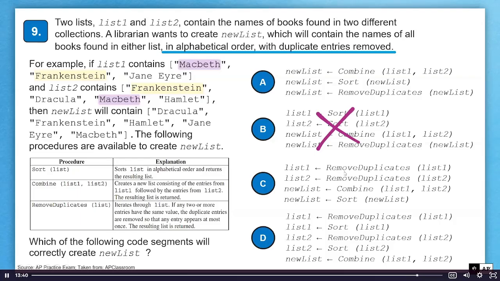C, if I remove duplicates from 1 and remove duplicates from 2, that's fine. But when I combine list 1 and 2, Macbeth was in 1 and in 2. So they're going to combine, and Macbeth will stay there in both. So I'm going to have a duplicate. In D, I'll remove duplicates from 1 and sort it. Remove duplicates from 2 and sort it. Then I'll combine. The duplicates, again, could end up being there, and I will be out of alphabetical order.